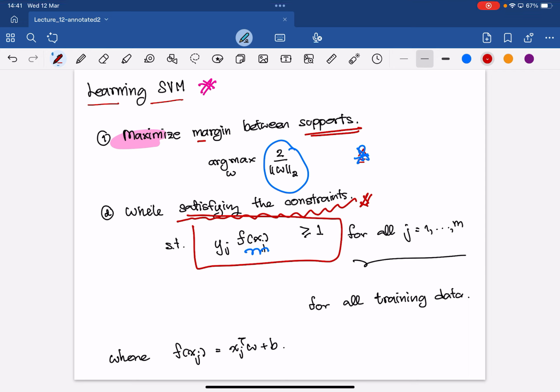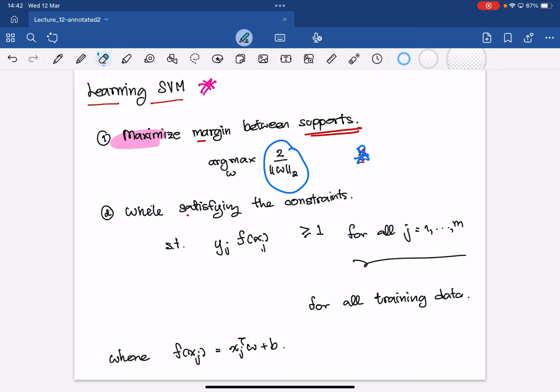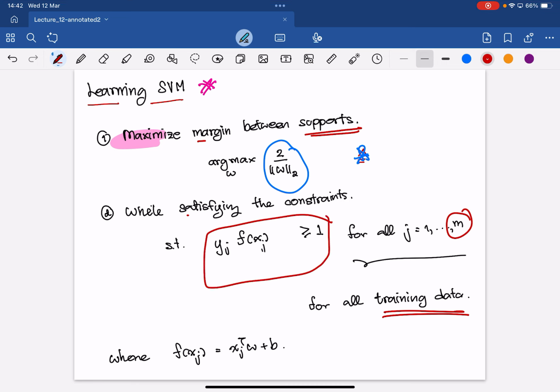And please notice that this condition has to be satisfied by all of your training samples. Let's say if you have 1,000 samples, you will have these 1,000 conditions to be met. And this is relying on the assumption that your data samples are linearly separable.